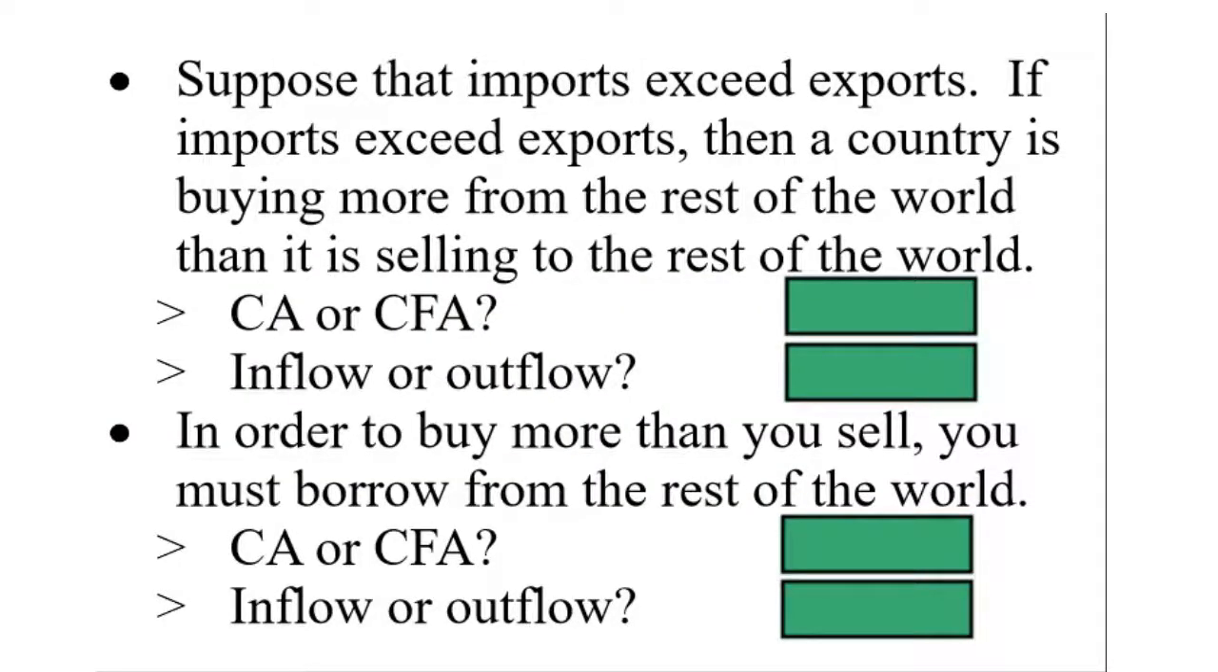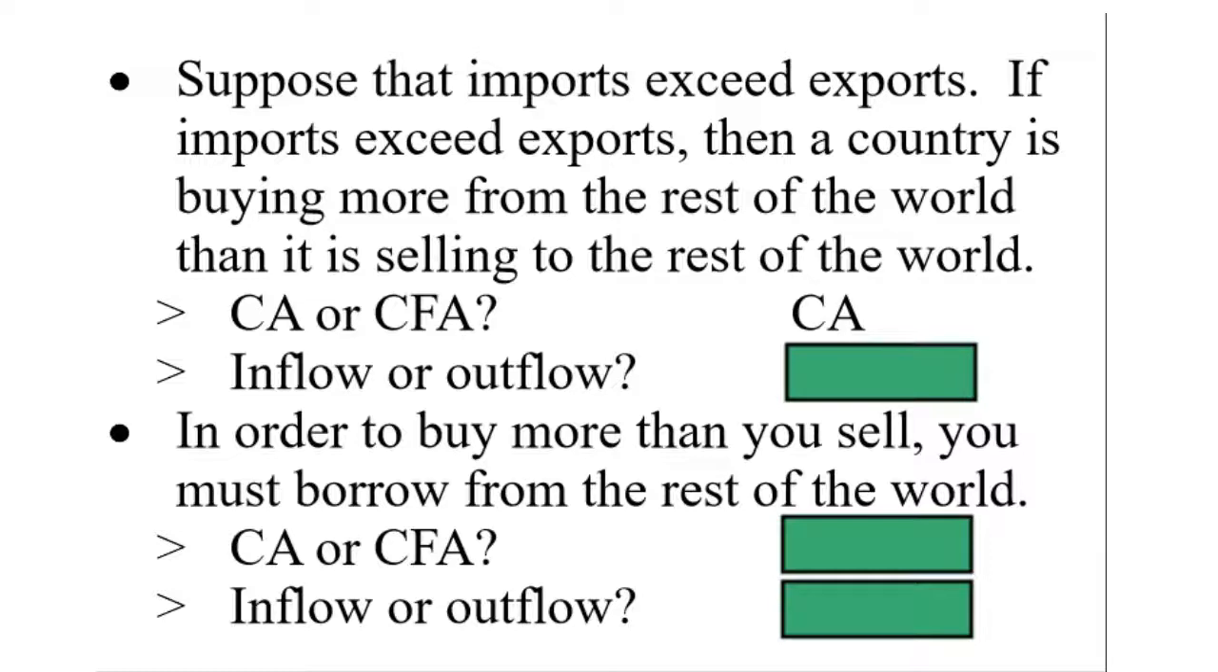Let's see how this really works. So suppose that imports exceed exports. That means that we are buying more from other countries than the world is buying from us. Now, because we're talking about imports and exports, does that sound like the current account or the capital and financial account? That's CA, the current account. Now, would that account have an inflow or an outflow?